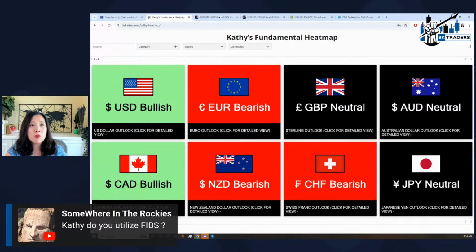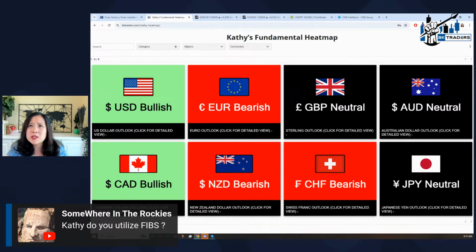I got a question from somewhere in the Rockies. How do you utilize Fibonacci's? I love Fibonacci's. I think Fibonacci's are very, very important. And when we look at technicals, we always look at Fibonacci's for resistance, and more support these days, if we pull back. It is something that I think is very, very important.